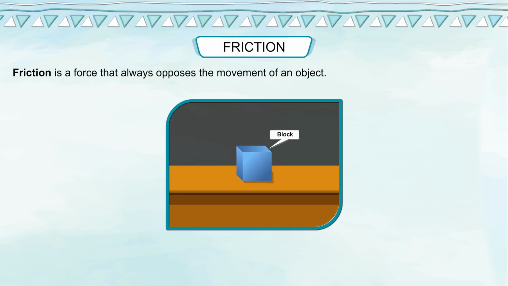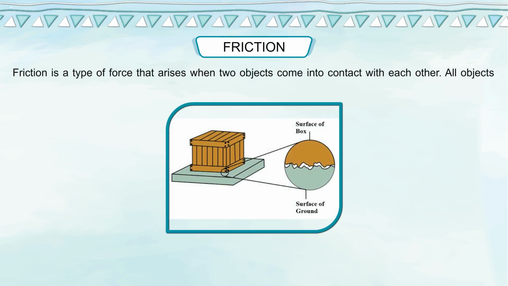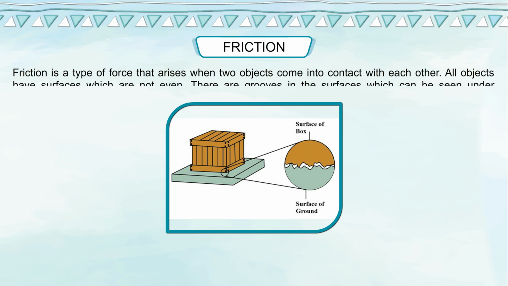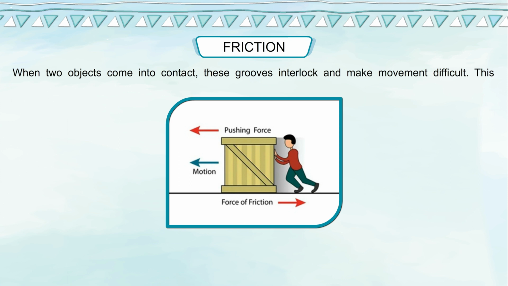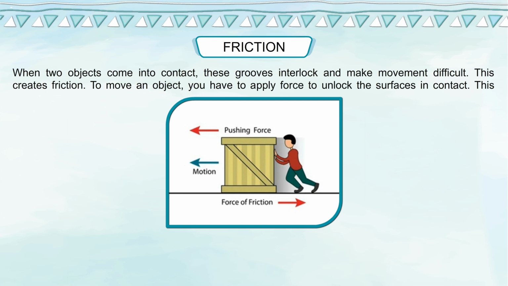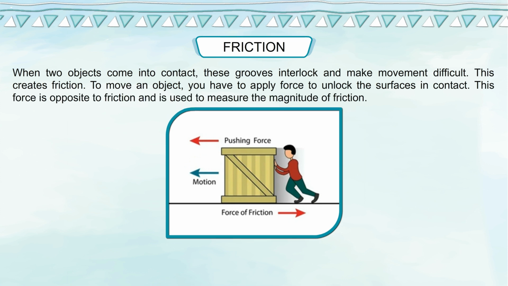Friction. Friction is a force that always opposes the movement of an object. Friction is a type of force that arises when two objects come into contact with each other. All objects have surfaces which are not even. There are grooves on the surfaces which can be seen under a microscope. When two objects come into contact, these grooves interlock and make movement difficult. This creates friction. To move an object, you have to apply force to unlock the surfaces in contact. This force is opposite to friction and is used to measure the magnitude of friction.